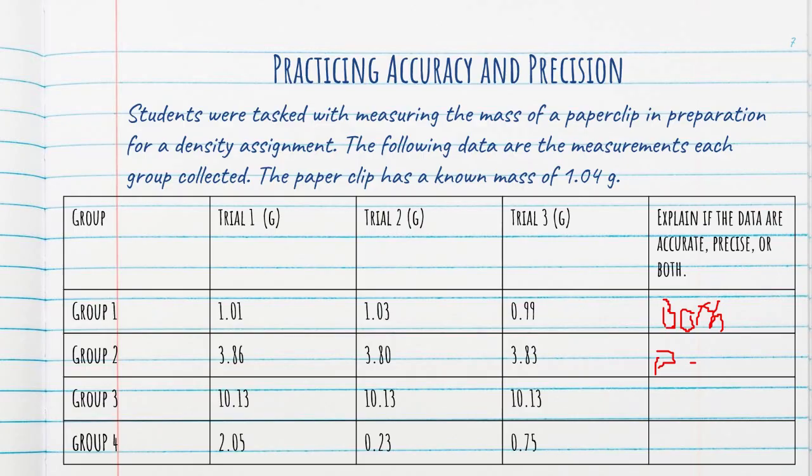Group 3, I have a 10.13, a 10.13, and a 10.13. Is that measurement accurate, precise, or both? Now, once again, I would say this is precise, right? They've all gotten the exact same value across the 3 trials. It is significantly higher than 1.04 grams.